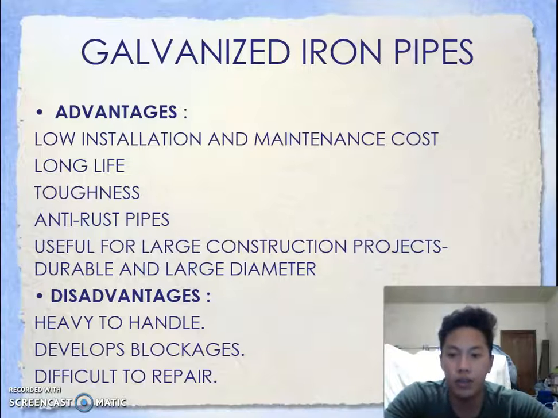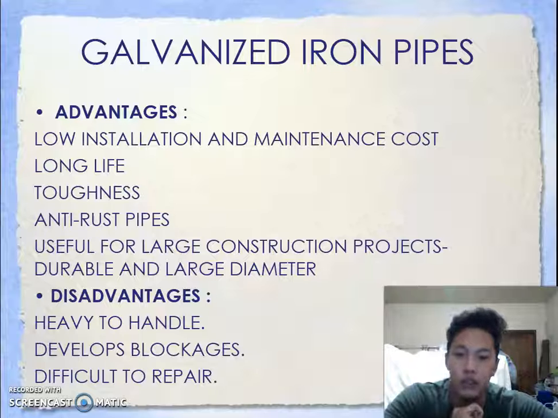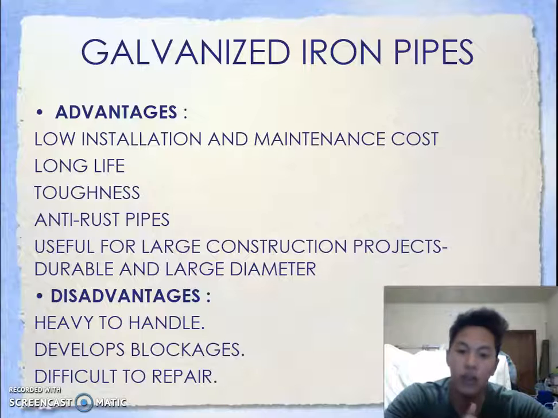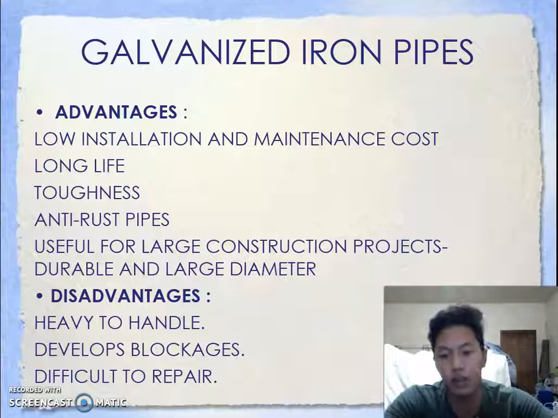Galvanized iron pipes: these are the advantages and disadvantages. First, the advantages: low installation and maintenance cost, long life, toughness, anti-rust pipe, useful for large construction projects, durable and large diameter. The disadvantages of these iron pipes are that they are heavy to handle, develop blockages, and are difficult to repair.